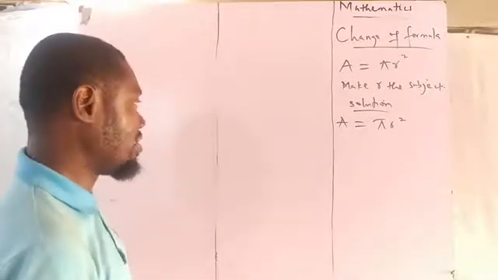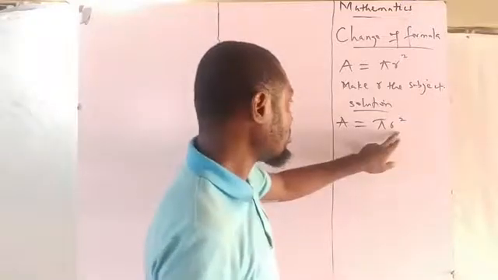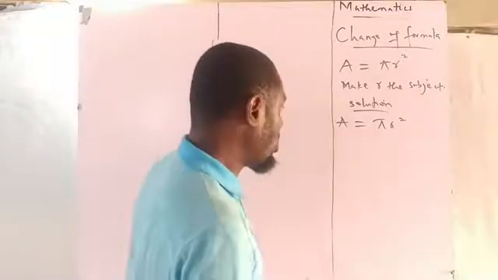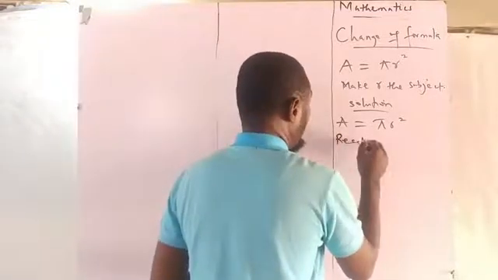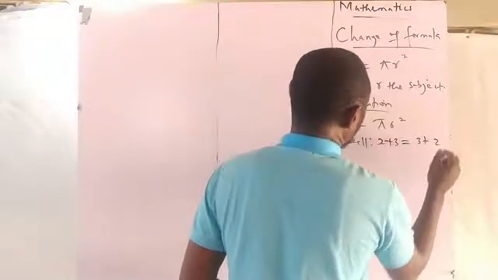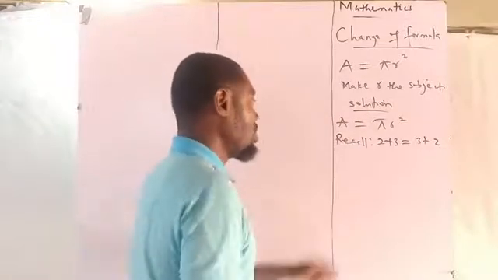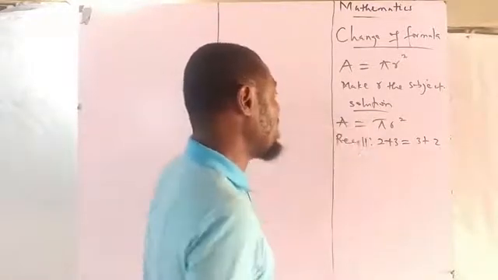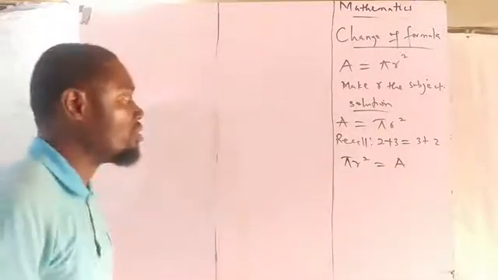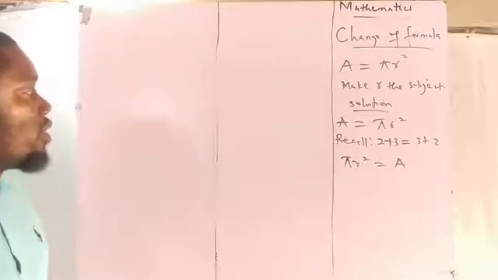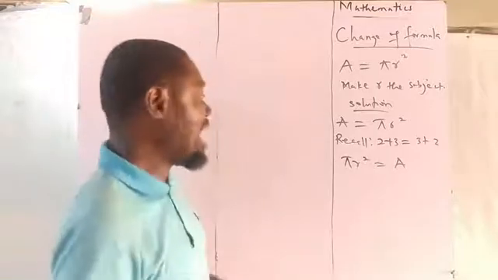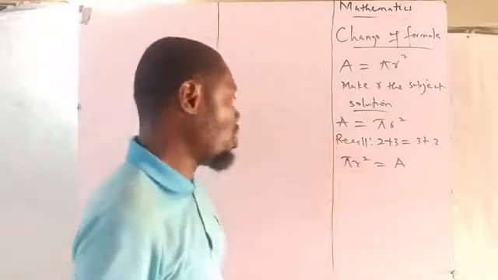You'll be careful to think, how do I take r to this other side? I will think quickly. Recall that 2 plus 3 is also equal to 3 plus 2. If that is true, so if A is equal to pi r squared, then pi r squared is also equal to A. This is true. Now I have my r squared at the place where A was before.